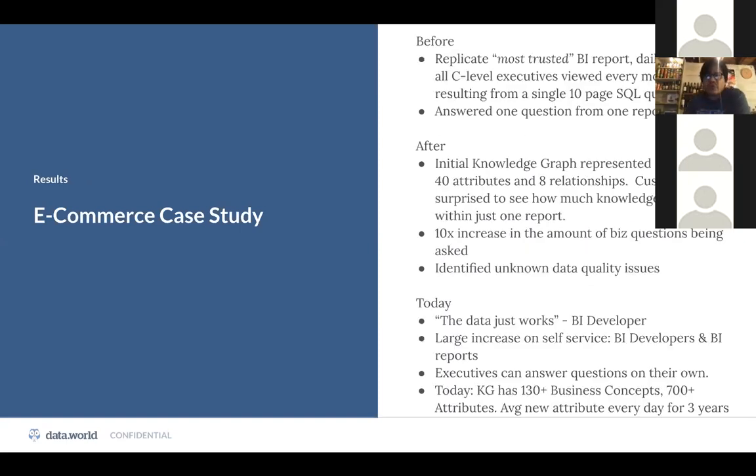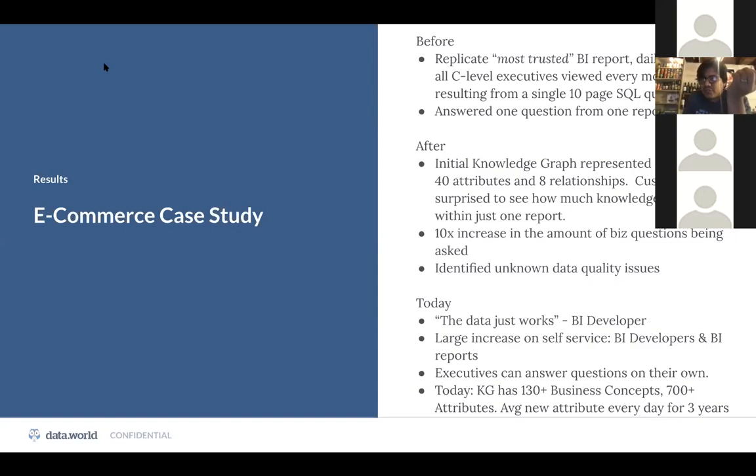So what we started out doing, this was early on when we started the company, was we basically almost made a bet with them and said, hey, let's try to reverse engineer your most trusted report and try to understand what's going on there. And this is an example. This is when I was first exposed to a query that was like 10 pages long. And this query that was 10 pages long answered one particular question.